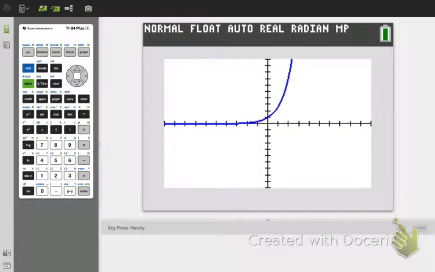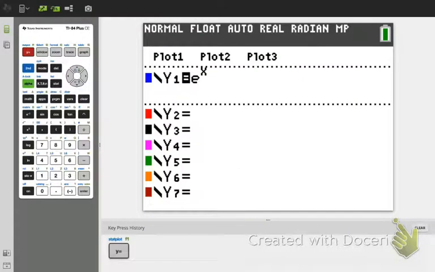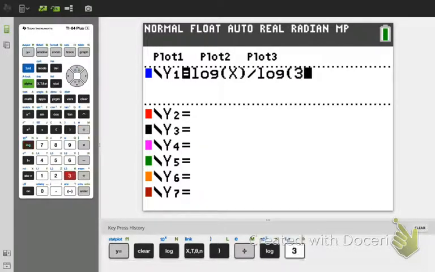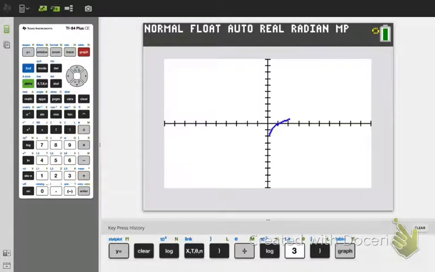So in my calculator, I am going to go to y equals. I'm going to clear out what I had from before. Okay, and I'm going to type in log x, close that parenthesis, divided by log 3. Close that parenthesis, and I'm going to hit graph.